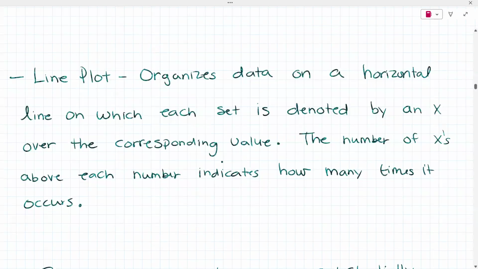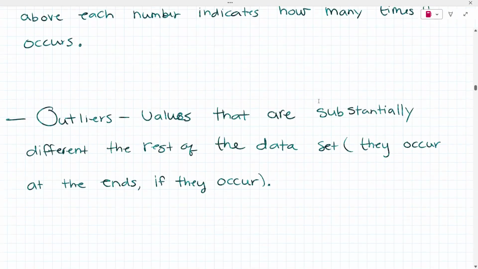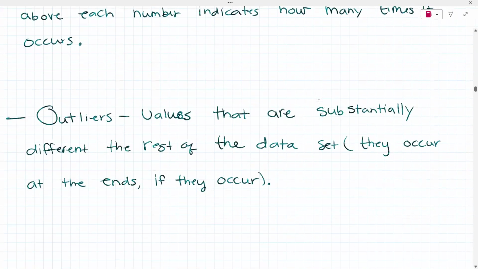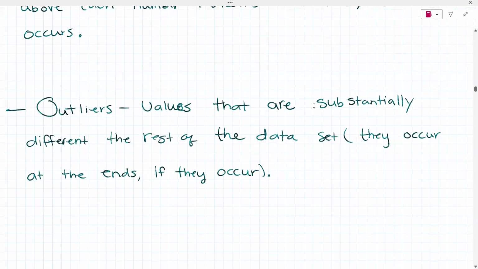So we're going to go over box and whisker plot. So that is a plot. Outliers basically are values that are substantially different from the rest of the data set. They occur at the ends if they occur. So an outlier is a number that's way off. It's either really small or really large. And yeah, you can definitely spot it out.